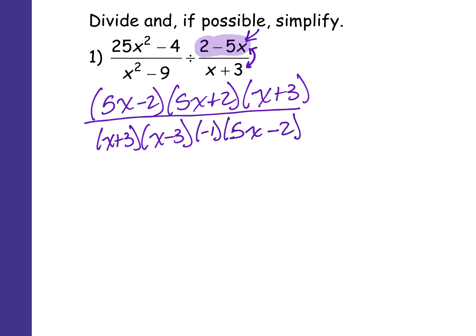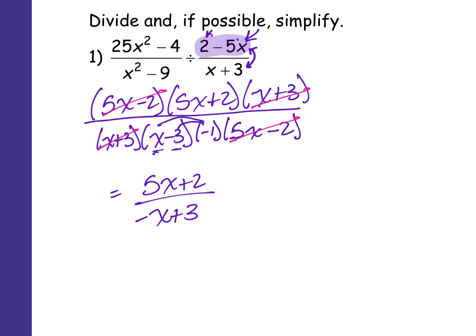Because what happens if I take a negative out, it changes my signs, right? So it changes my positive 2 to a negative 2, and my negative 5x to a positive 5x. So now I can make a 1 with this one, and that's gone. And then the plus 3s are there. So my answer should be, what should my answer be? 5x plus 2 over negative x plus 3. I just took the negative and distributed it through this. So that's how I got the negative x plus 3. So I went and did this. Okay?